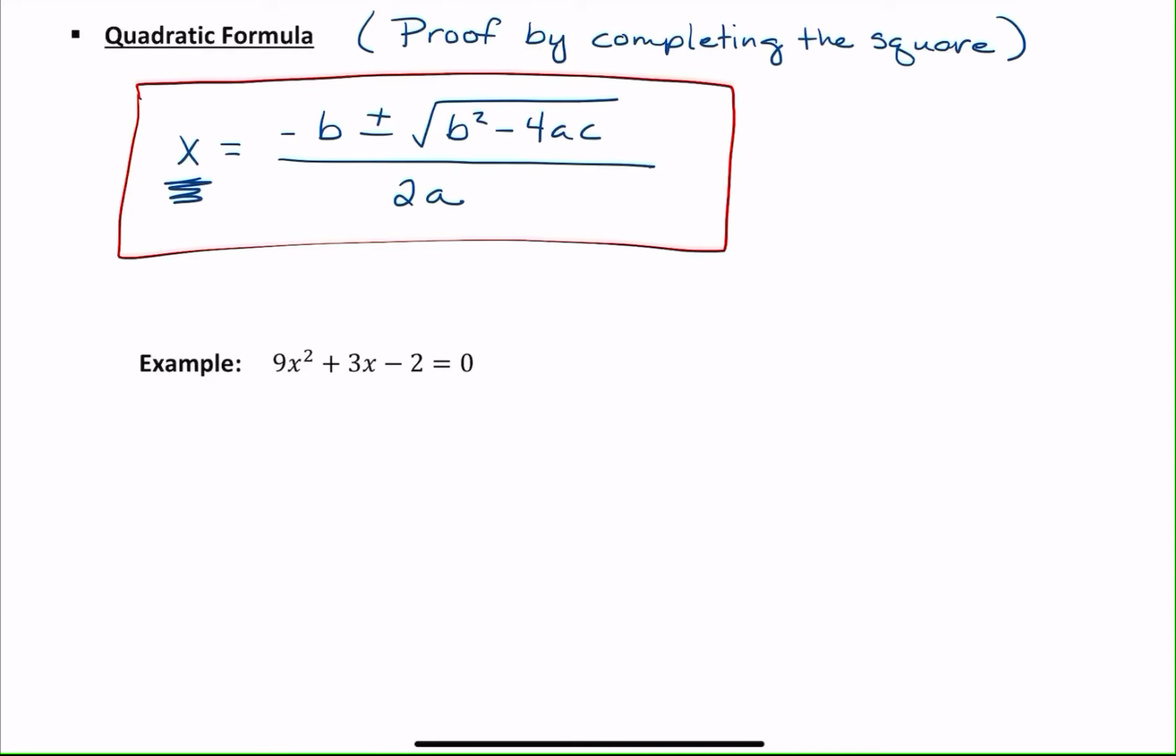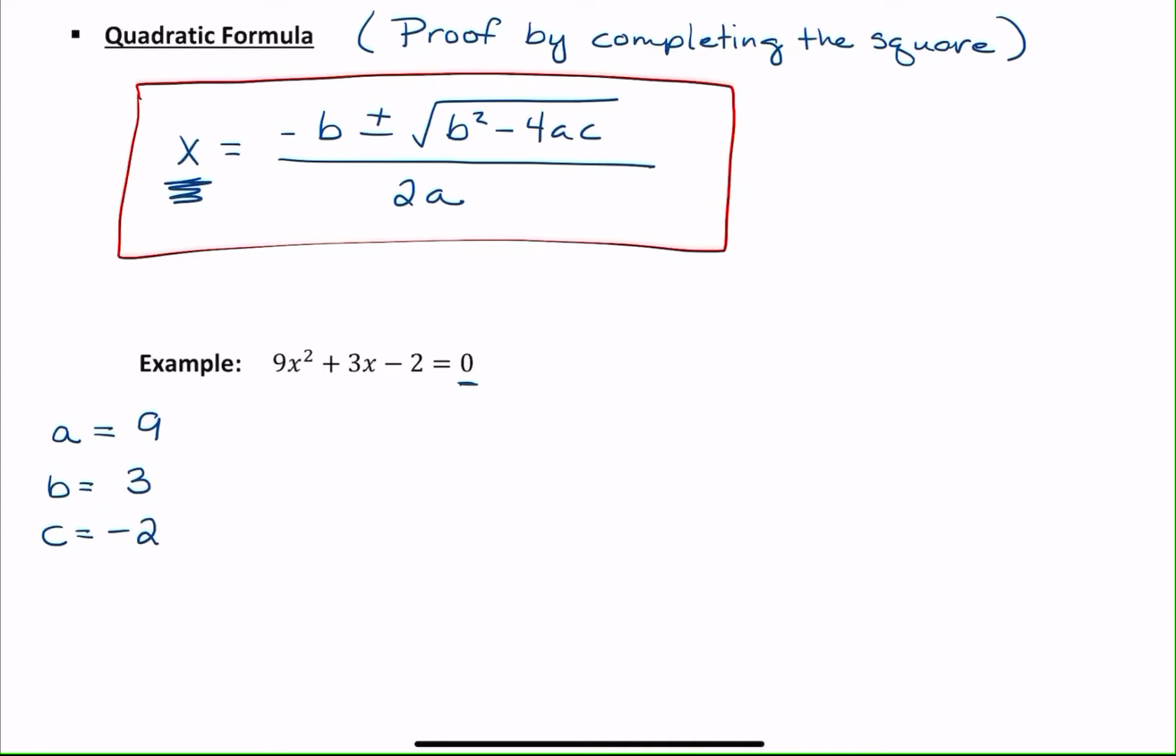So here I've got 9x squared plus 3x minus 2 equals 0. You always want it to be set equal to 0, so we're good there. I also want you to just make a habit of writing down a, b, and c, because if you do that, you'll tend to make fewer mistakes on plugging into the formula. So a is going to be 9, b is 3, and c is negative 2.